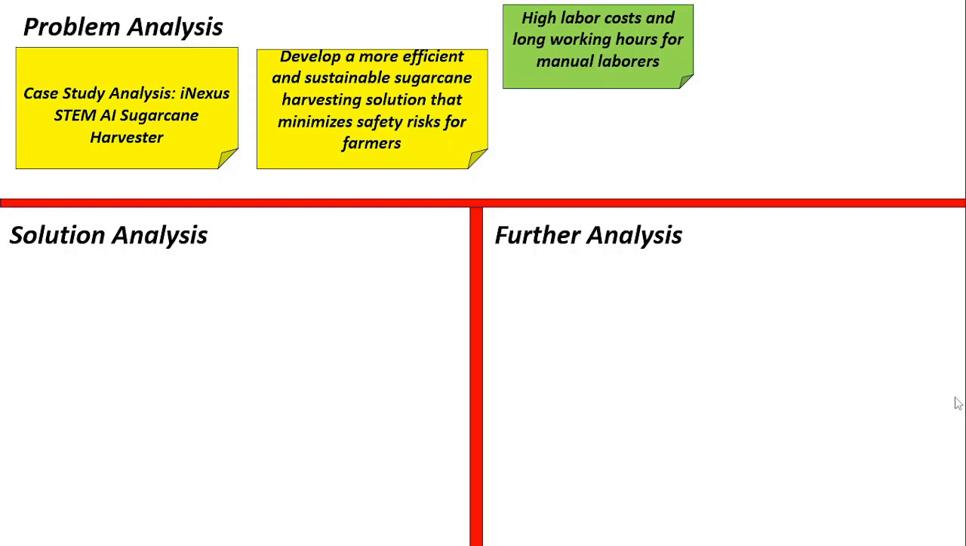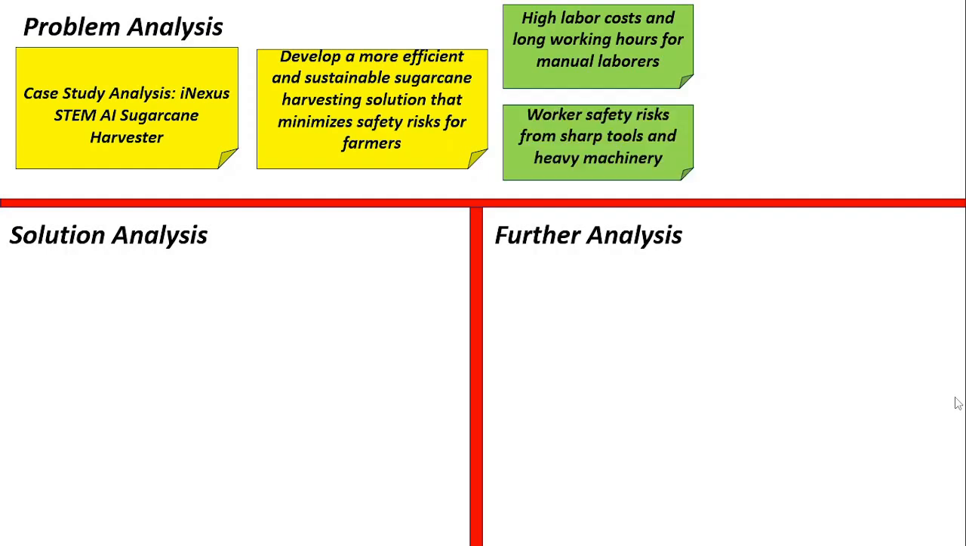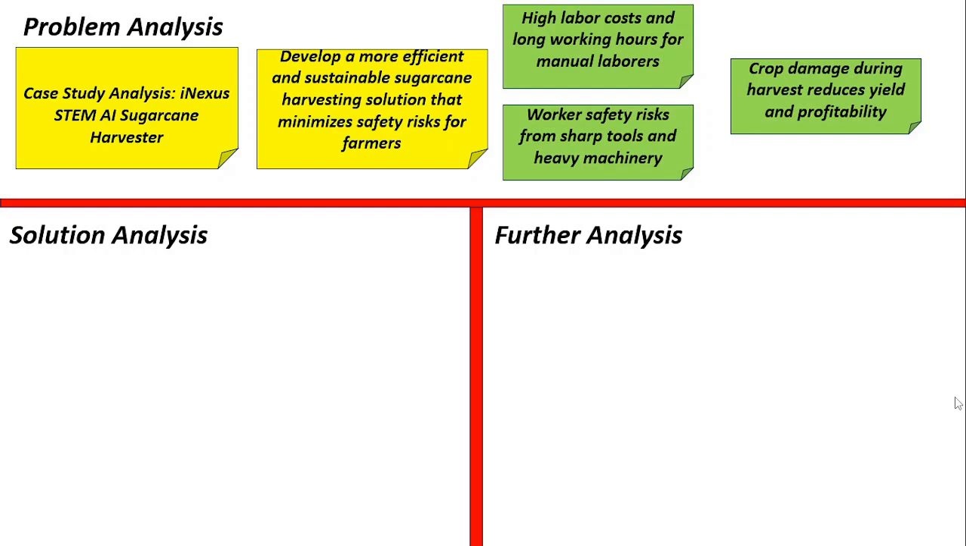After that, I moved to green, the smaller sticky notes. In those I wrote high labor costs and long working hours for manual labor, which is my first pain point. After that, worker safety risk from sharp tools and heavy machinery, which deals with the machine safety aspect and is another pain point. And the third pain point I collected from farmers: crop damage during harvest reduces yield and profitability. So these three are the pain points I got from the farmer feedback, which is the user need.